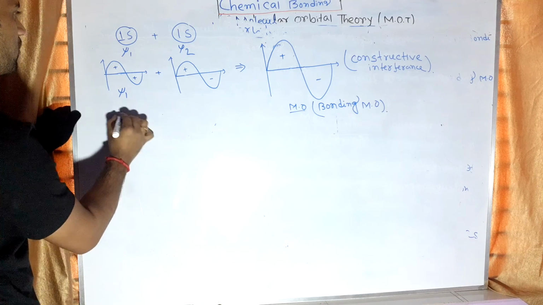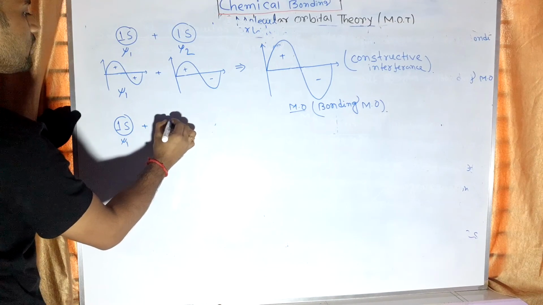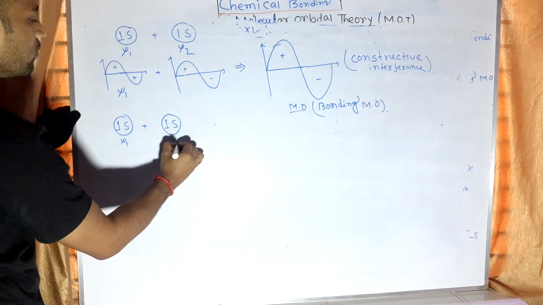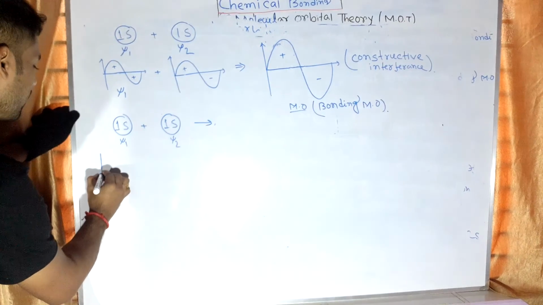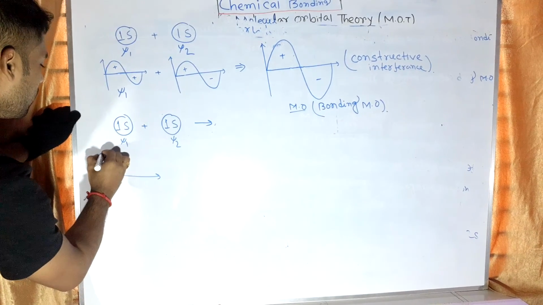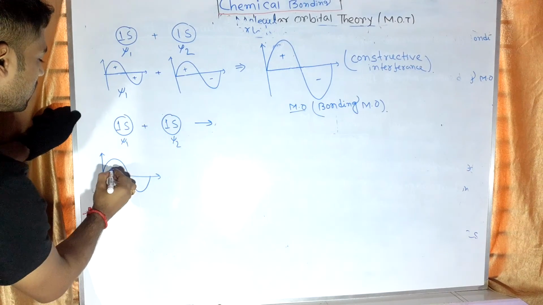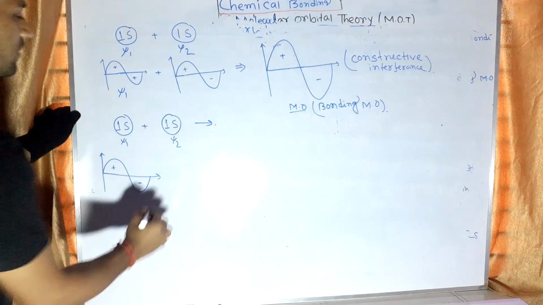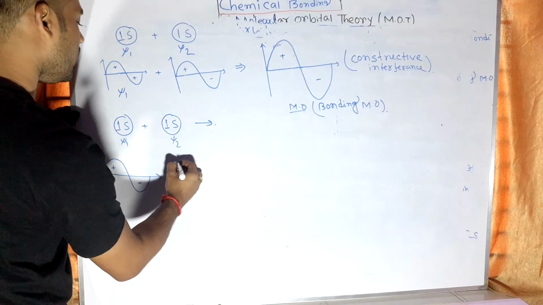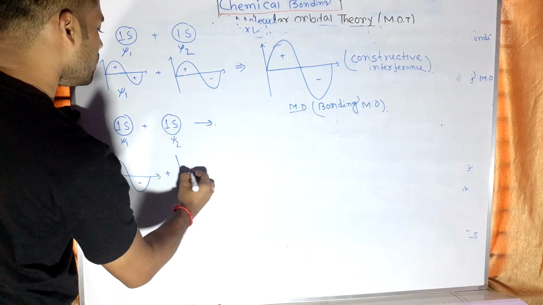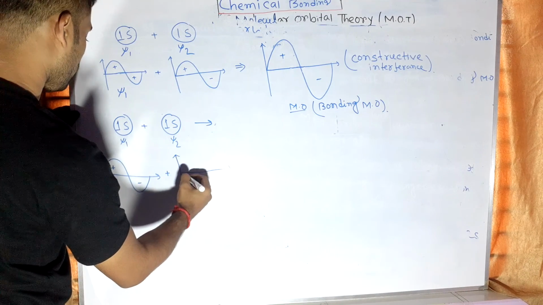Suppose one atomic orbital is denoted psi 1 and another is psi 2, and they overlap. Each one is a wave function according to the Schrodinger equation. We consider this as the wave, this is plus, this is minus. But the other one is considered to be of opposite nature, so its wave function is opposite.